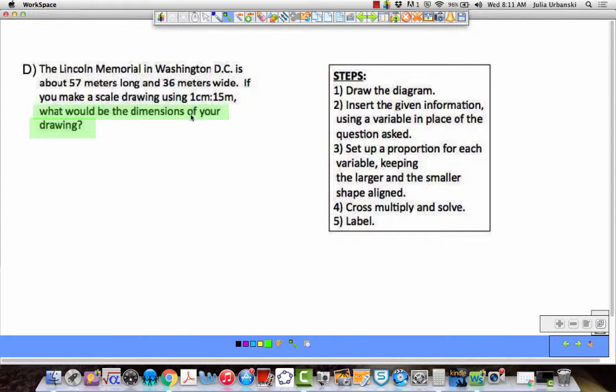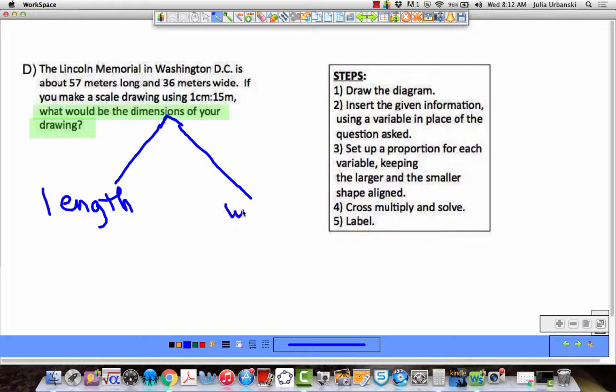Dimensions is plural. There's 2 unknowns. You need to figure out the length and the width. I'm going to draw that like this. There's 2 parts to this question. There's not just one answer, and it's not just one proportion. When there's 2 questions, there's 2 variables, and you can't solve them at the same time. Once you do that, you can take each proportion separately, and you can fill it in.